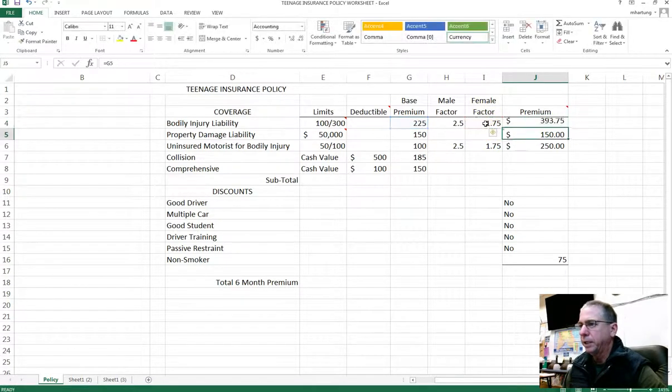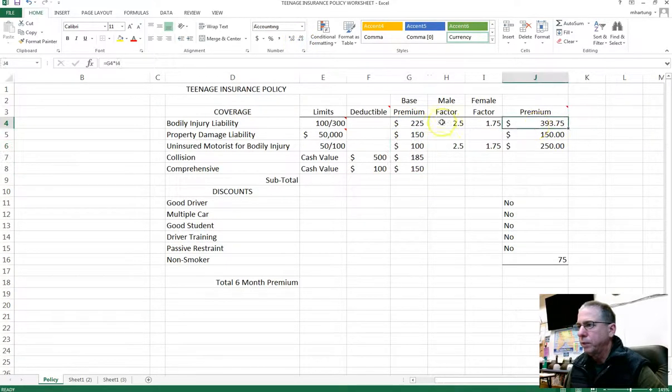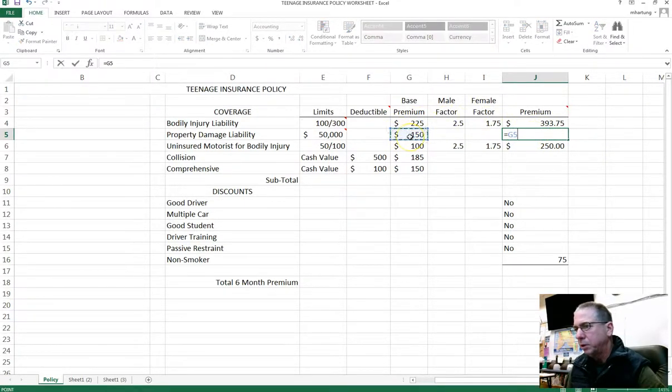And so that's taking that $225. In fact, if you want, we can go ahead and put dollar signs on those. Get rid of those decimal places. And so it's simply taking this factor and multiplying it times a base premium, giving you that dollar amount there. And the next dollar amount is simply going to be whatever is in the base premium. We're not going to factor that one, so it just equals that value located in G5.